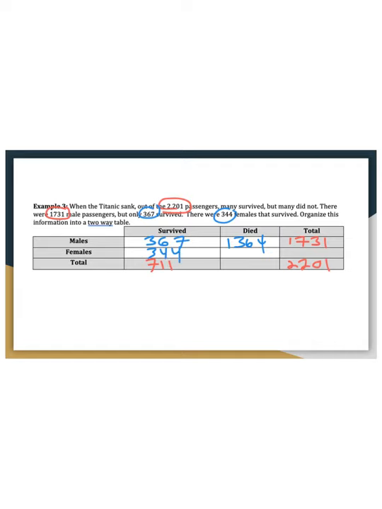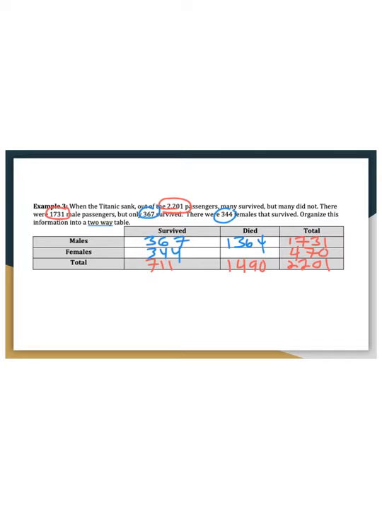To finish filling out one of my marginal frequencies, I can take the sum for a column and subtract it from the total amount. So 2,201 minus 711 will tell me how many total passengers did not survive. In this case, it's 1,490. And then doing a similar process, I can do 2,201 minus 1,731 to get the total number of females that were passengers, and it's going to be 470.